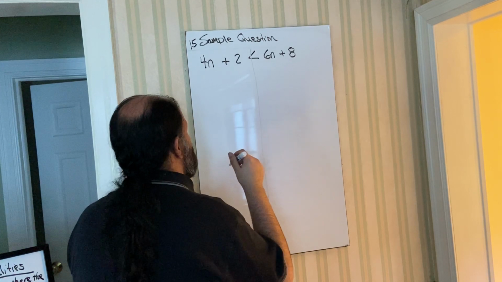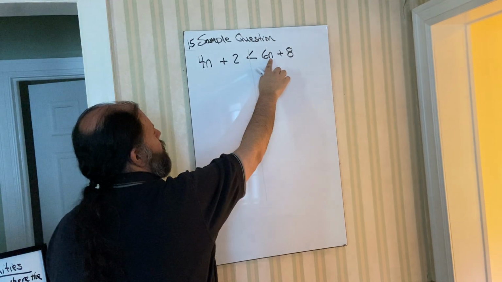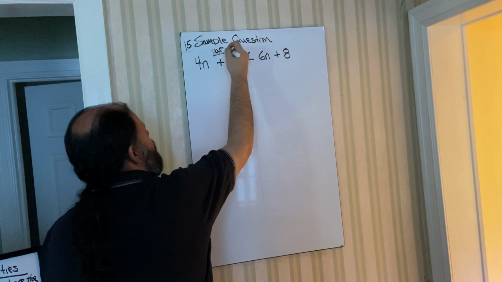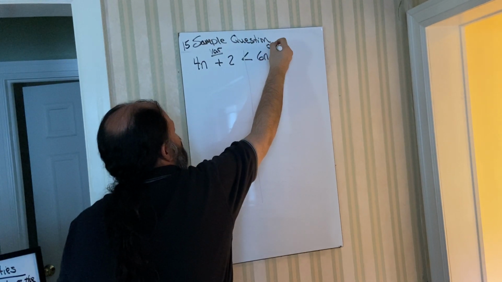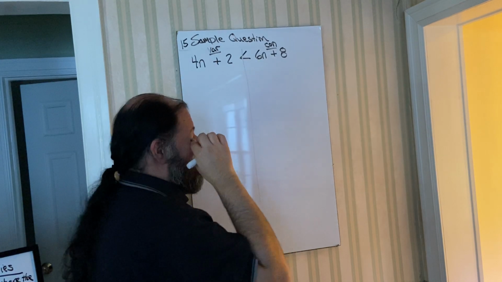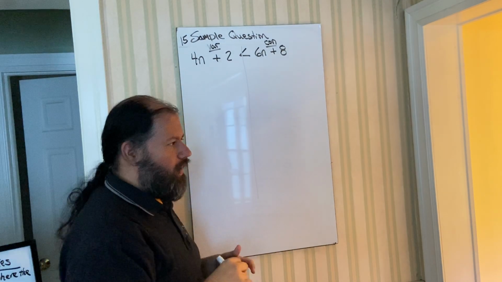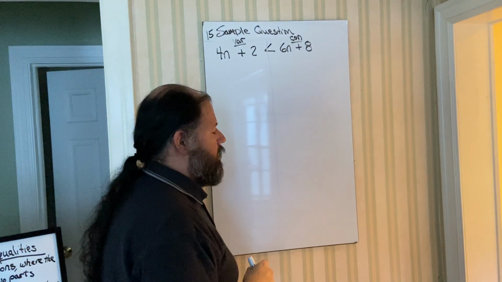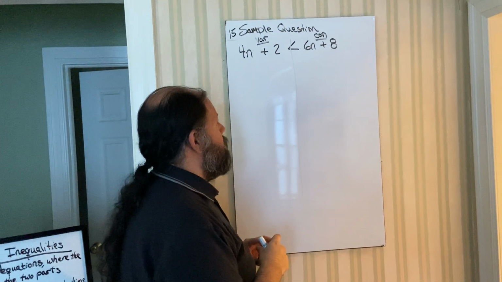Next step, step 2, labeling. I don't care that this is bigger. Always label variable side here, constant over here. Remember, that was our one rule with inequalities that really changed, because it'll help us graph if the variable is on the left. Next, moving.